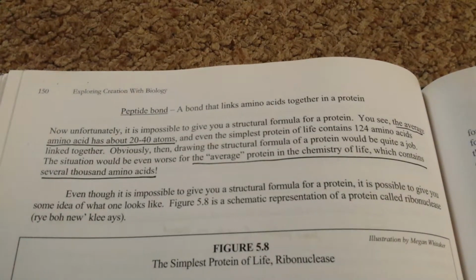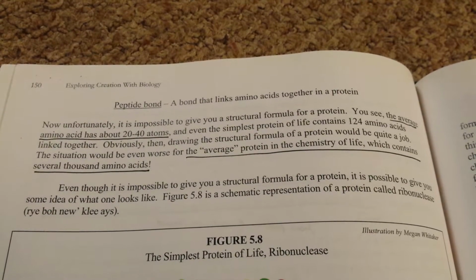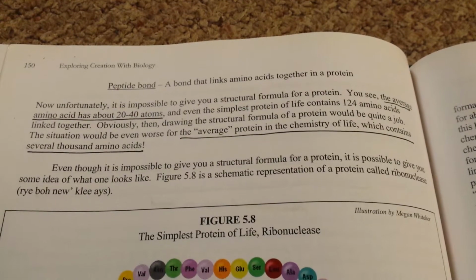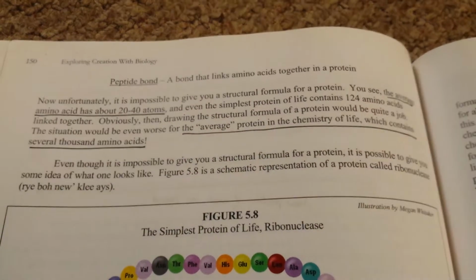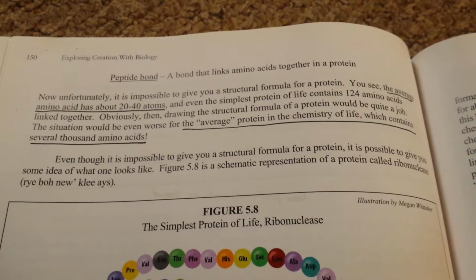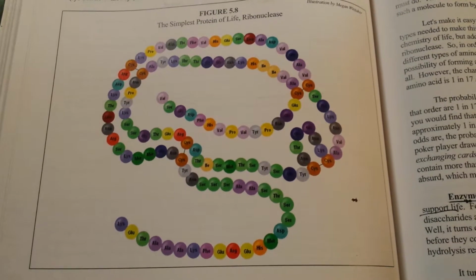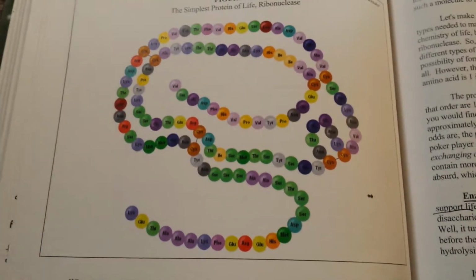There we go. We have the definition: a peptide bond is a bond that links amino acids together into a protein. The average amino acid has about 20 to 40 atoms, and I think it's interesting to say that the simplest protein of all of life is 124 amino acids linked together. There's a schematic of the simplest protein that we know of, called ribonuclease, and the different amino acids linked together to form that.